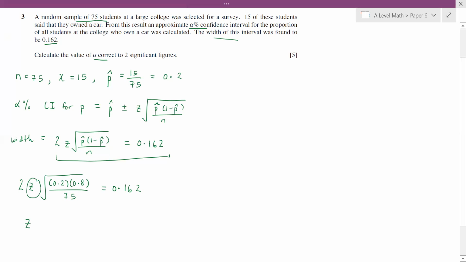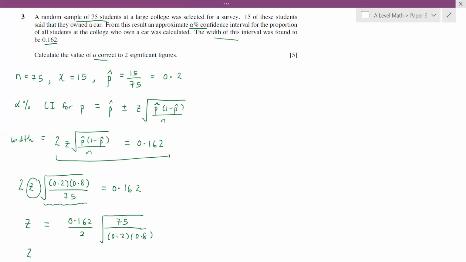So first, we divide by 2, we have 0.162, divide by 2, this 2 is gone. And when we bring this over, the square root stays, but we have to flip the fraction. So we have 75 divided by 0.2, 0.8. Or you can just calculate the value on the left, and then you divide 0.162 by the calculated value. Computing all this directly, we have Z, which is the critical value. This is 1.754.